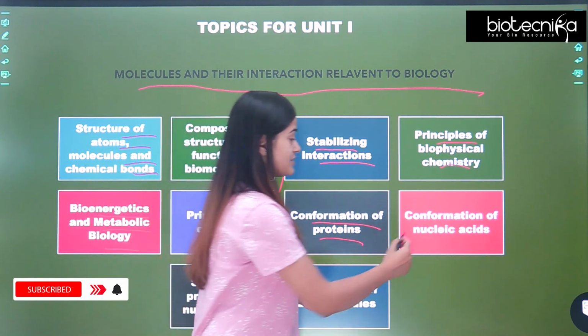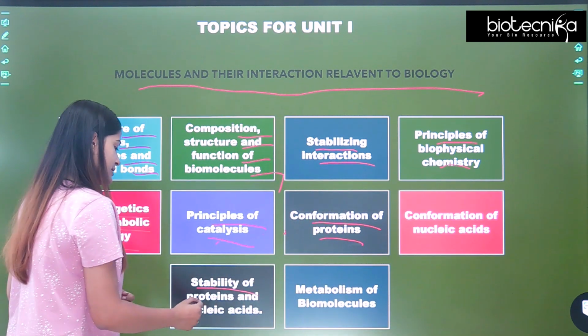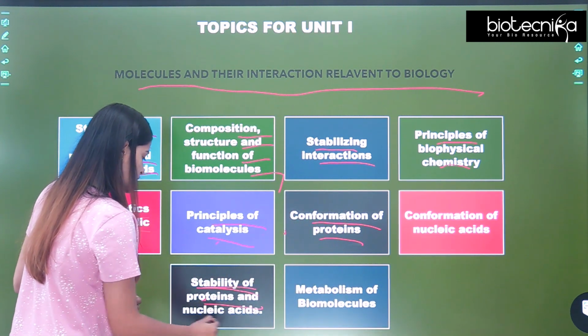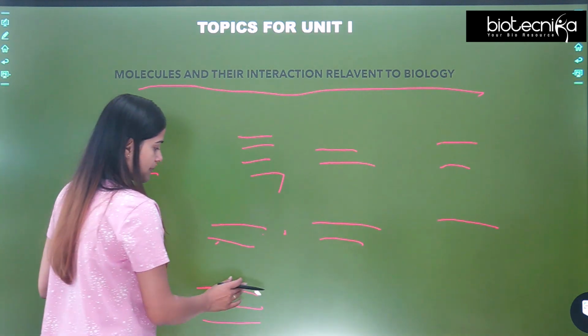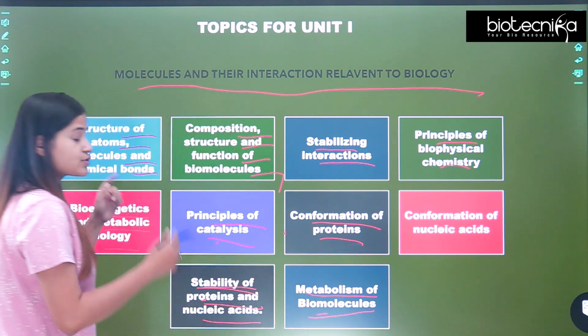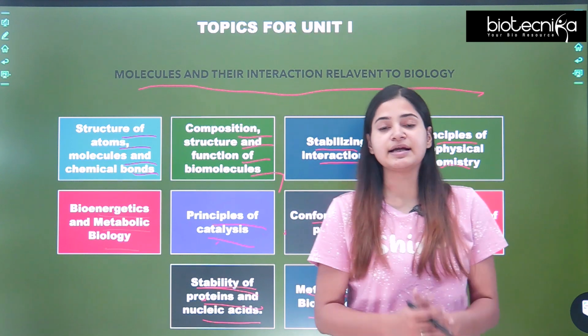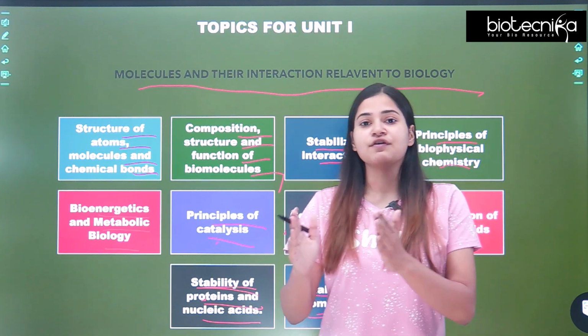The eighth one is conformation of nucleic acids. The ninth one is stability of protein and nucleic acid. And the last one is metabolism of biomolecules. So these are the topics given in the CSIR NET syllabus for Unit 1.